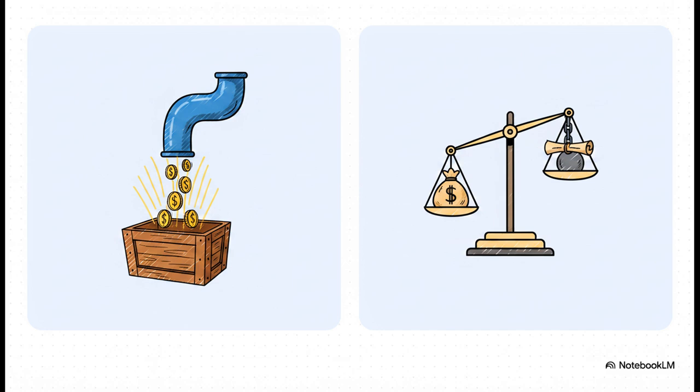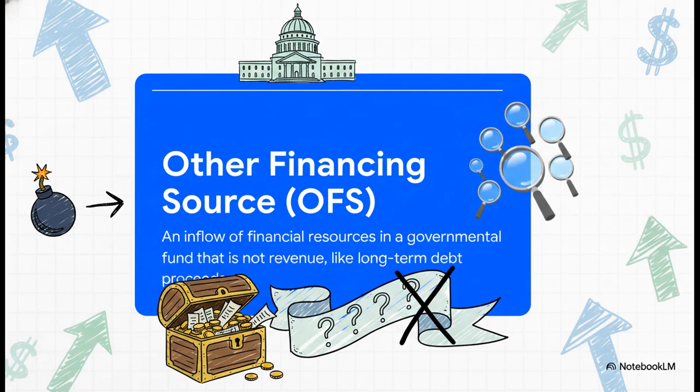Meanwhile, the government-wide statement tells the full story. It shows the economic reality by recording a $500,000 long-term liability for bonds payable. You have got to burn this term into your brain. Other financing source, or OFS. One of the most common exam traps is confusing bond proceeds with revenue, or trying to stick a long-term liability on a governmental fund's balance sheet. You can't. In the fund statements, cash from issuing debt is an OFS.